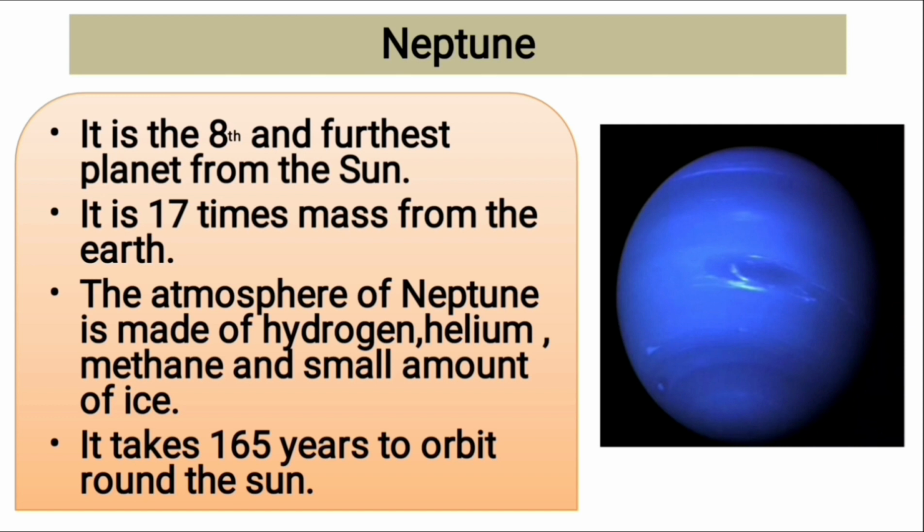Its color is blue. It has a small gas giant. It has the strongest wind in the solar system and also it is very cold. It's not visible to the naked eyes. It was also discovered in 1846. I hope you have understood about different planets of the solar system.